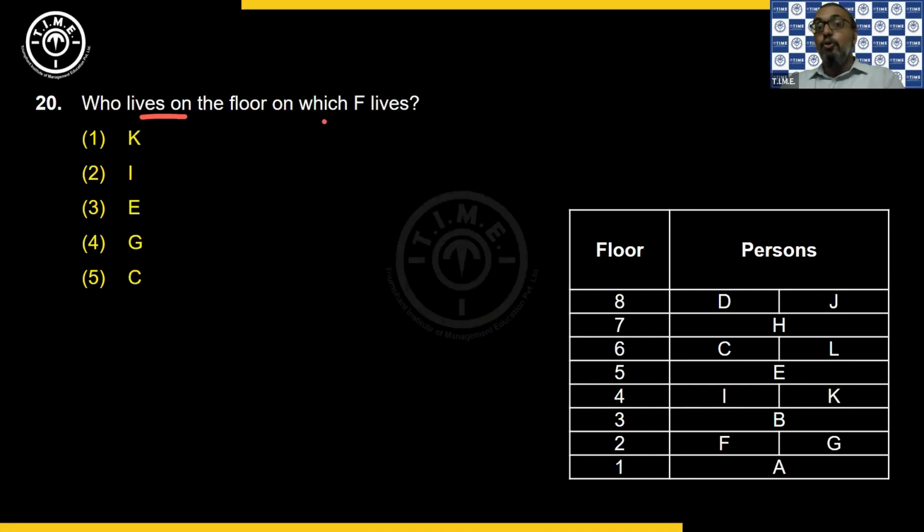Then who lives on the floor on which F lives? So who is living along with F? It is G, fourth option.